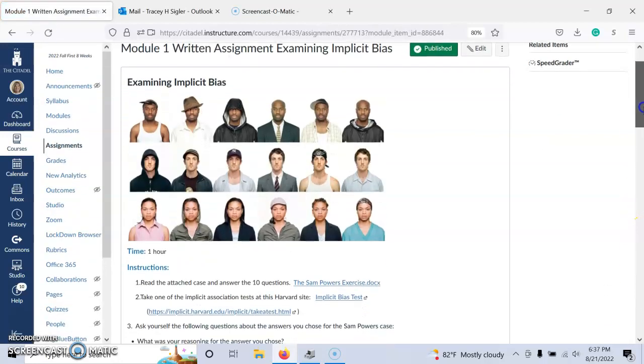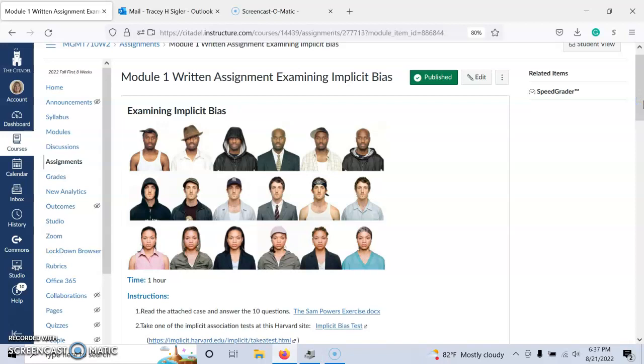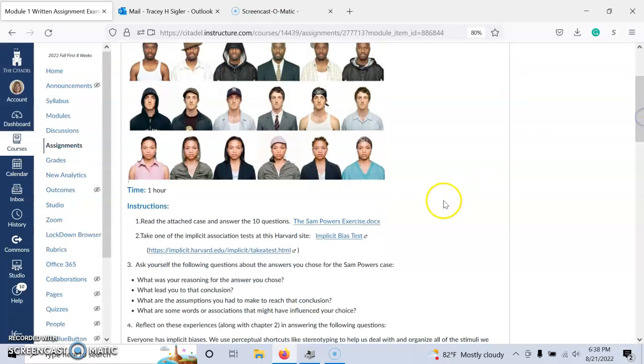Our written assignment for this week is examining the idea of implicit or unconscious bias. This has been in the news a lot lately, so you might be familiar with this topic. So we've got two different activities that go with this topic. One is to read the Sam Powers case and answer the 10 questions, and to take one of the implicit association tests at this Harvard site.